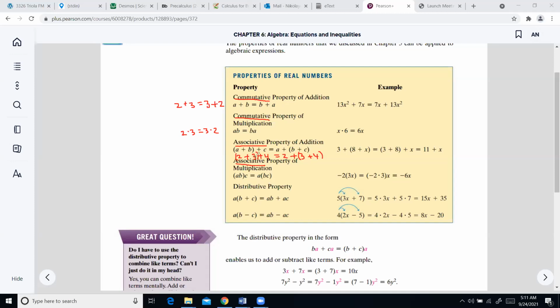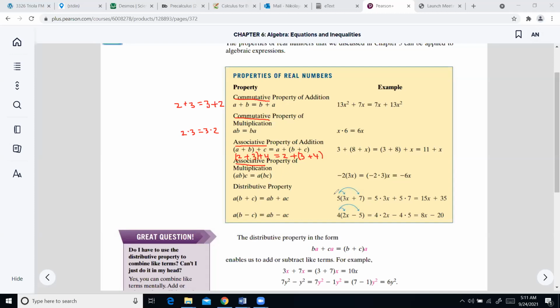Analogous with multiplication. So associative and commutative properties work only with additions and with multiplications. And you can see the multiplication here. Right? So anyways, the distributive property says distribute.